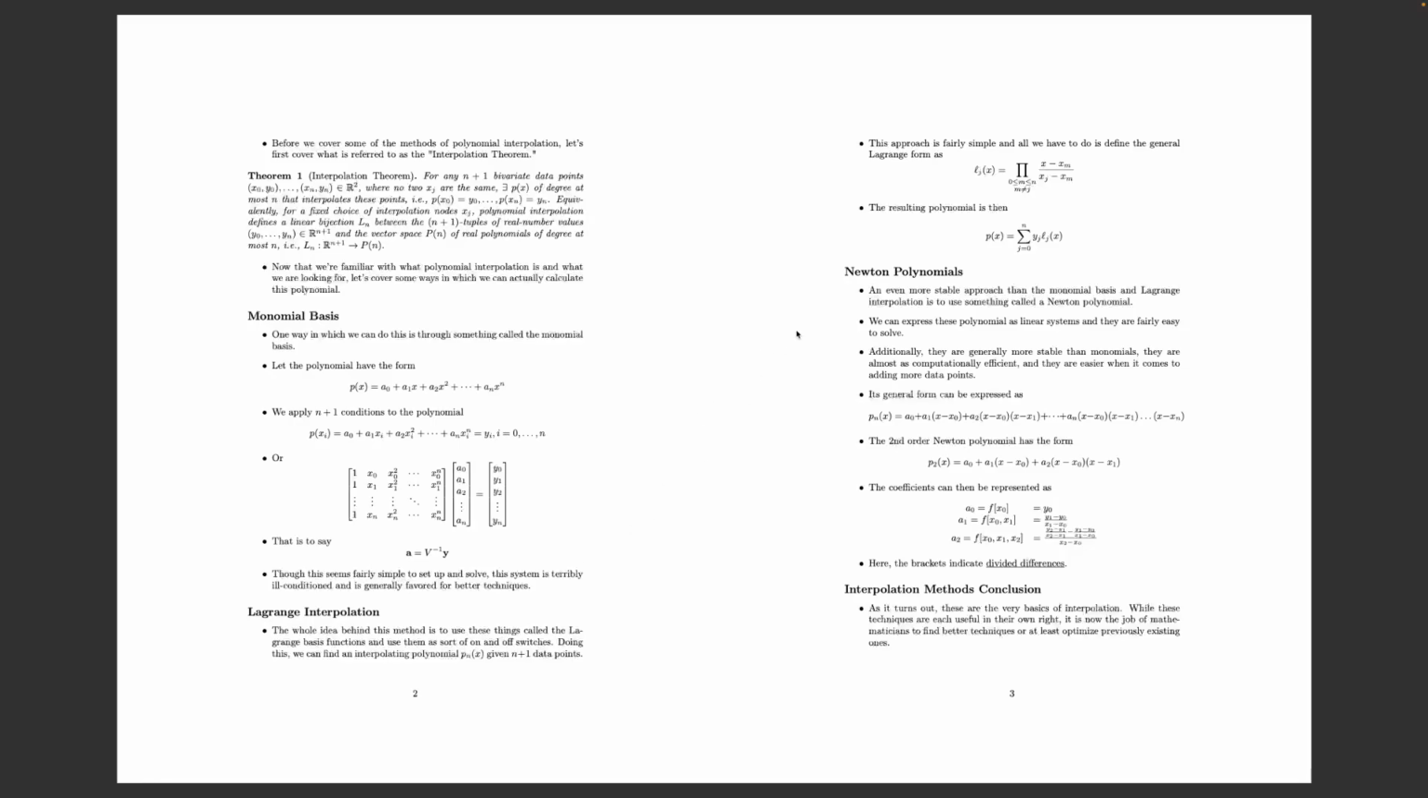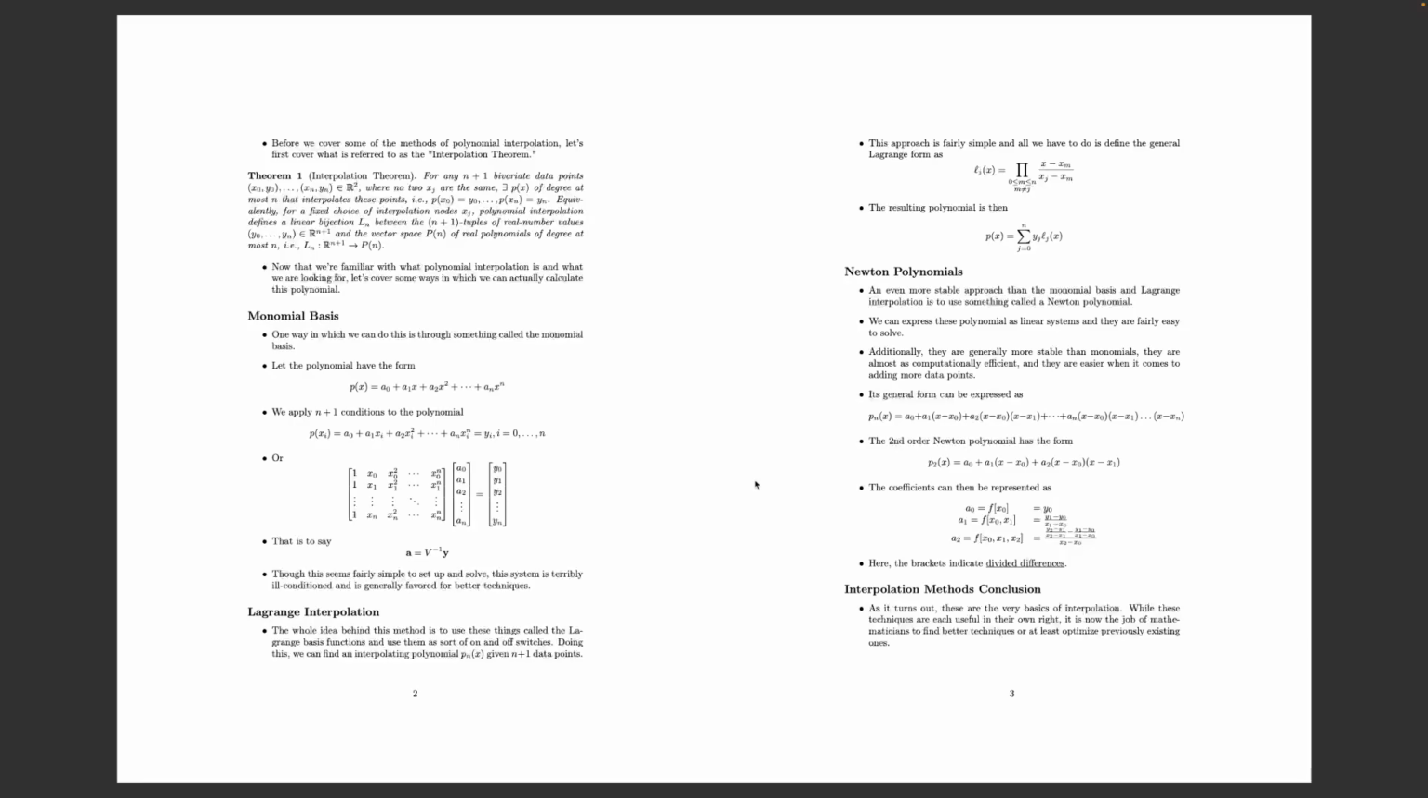And this method is definitely better than the monomial basis, but we're now going to go to another method that is slightly better than Lagrange and monomial. So the next method, and probably it can be the most tedious, I guess I would say, even though it's fairly simple, is Newton polynomials. So this is an even more stable approach than the monomial basis, as I mentioned in Lagrange interpolation. And we want to use something that's called a Newton polynomial.